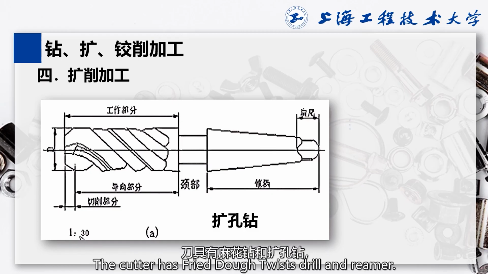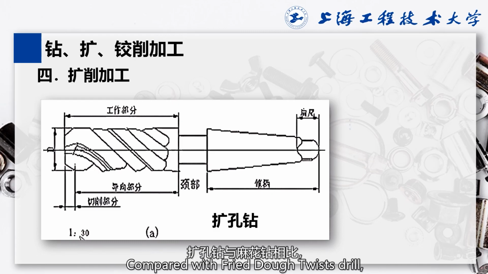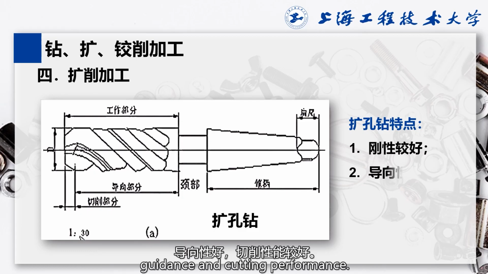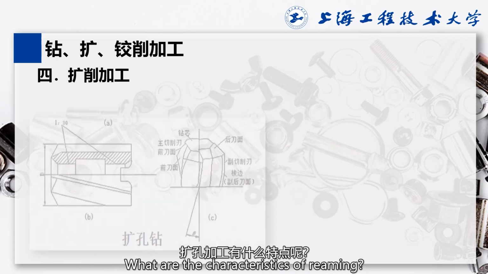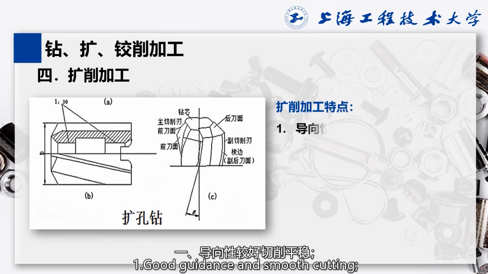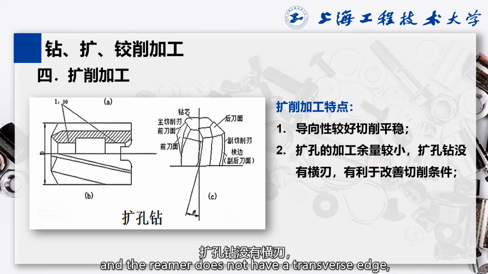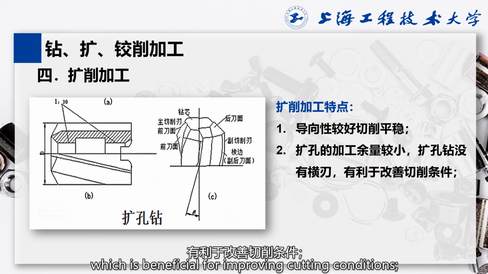The cutters are the flat twist drill and the reamer. Compared with the flat twist drill, the reamer has better rigidity, guidance, and cutting performance. What are the characteristics of expanding? First, good guidance and smooth cutting. Second, the machining allowance for expanding is relatively small, and the reamer does not have a transverse edge, which is beneficial for improving cutting conditions.